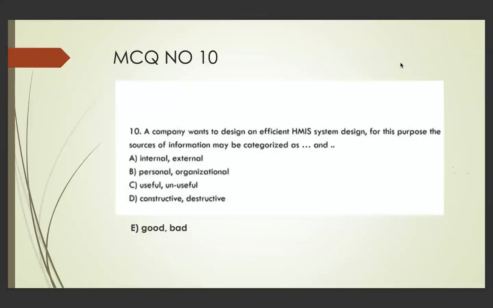Number 10. A company wants to design an effective HMIS system designed for this purpose. The sources of information may be categorized as A, internal, external, B, personal, organizational, C, useful, non-useful, D, constructive, deconstructive, or E, good, bad. That would be A, that is internal and external.